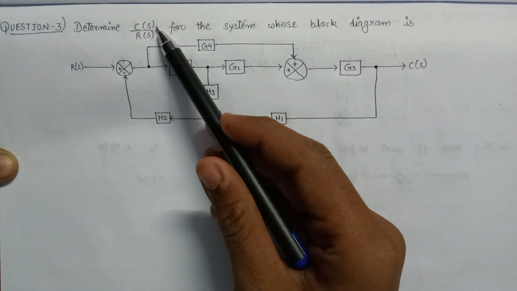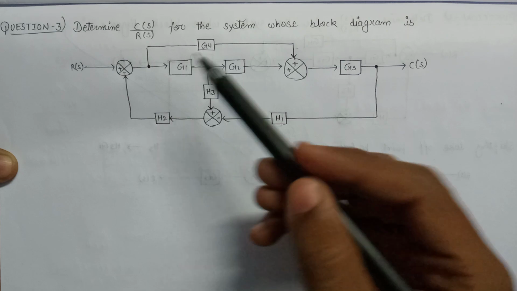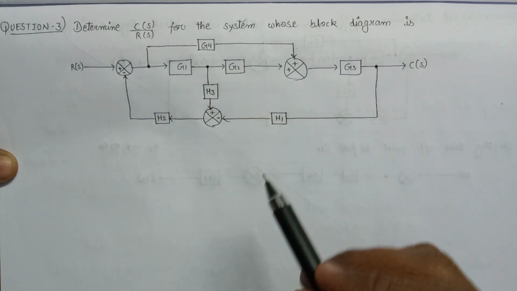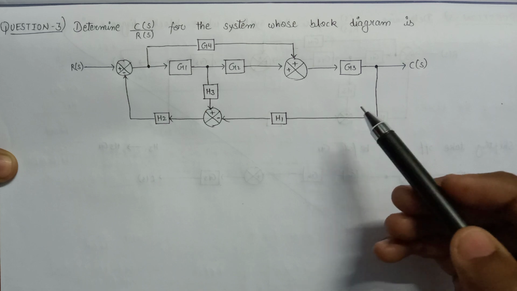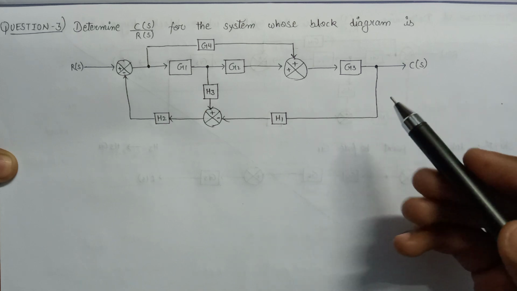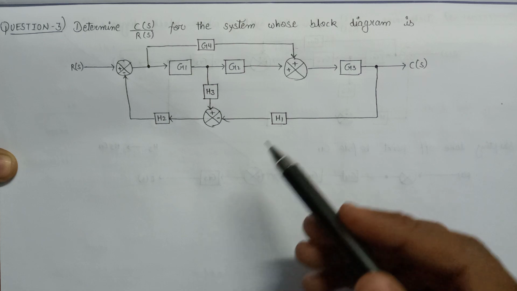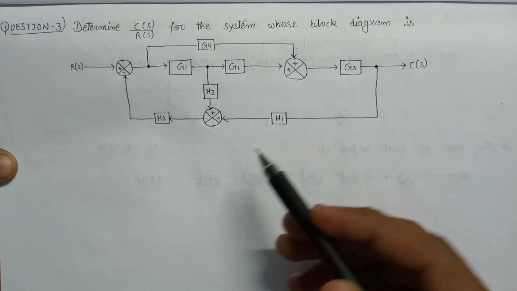Here, the ratio C of S over R of S is nothing but a transfer function. A transfer function can easily be determined by solving the block diagram using block diagram reduction technique. So let's start to solve this block diagram.